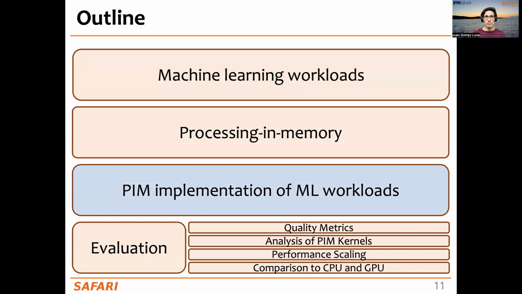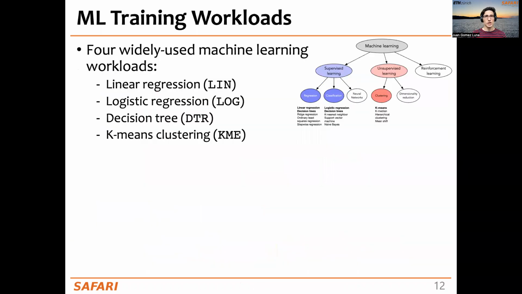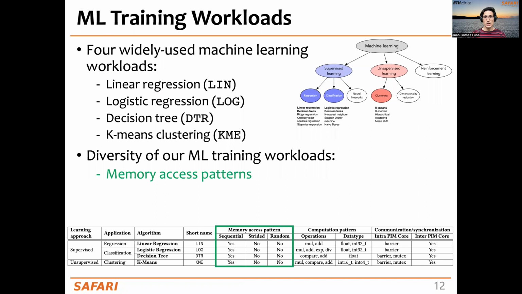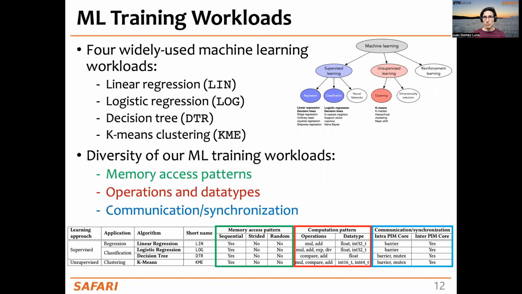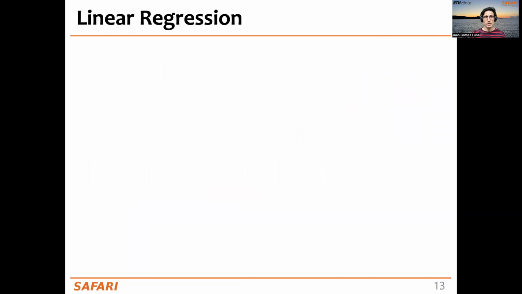So now let's talk about how we implemented the 4 workloads for the UPMEM PIM system: linear regression, logistic regression, decision tree, and K-means clustering. They are diverse in terms of memory access patterns, operations and data types, and communication and synchronization needs.